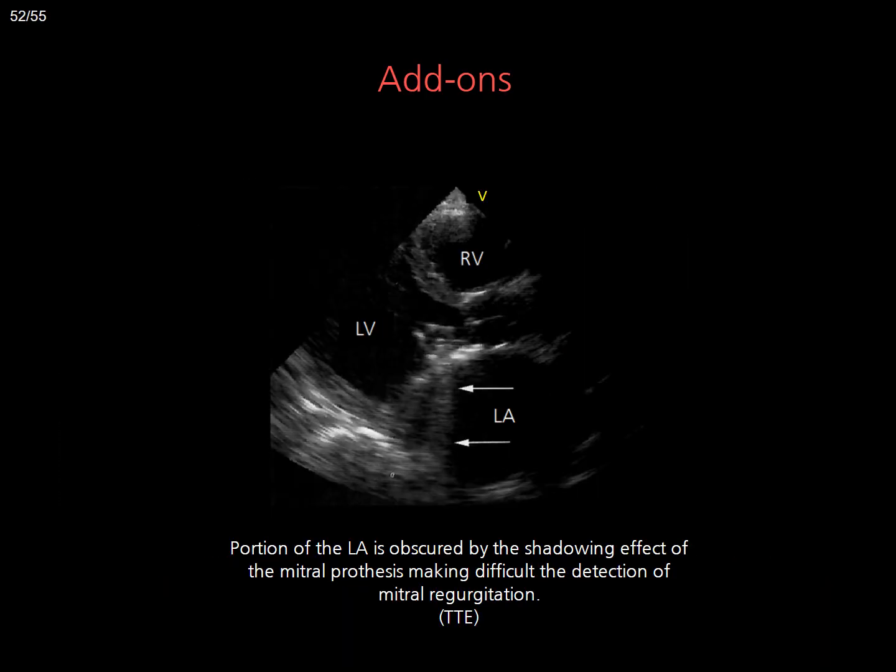In this example, acoustic shadowing from the prosthetic mitral valve obscures part of the left atrium. This shadowing limits visualization of the atrial side of the valve and can mask mitral regurgitation on transthoracic imaging. When image quality is limited by prosthetic artifact, alternative views or transoesophageal echocardiography should be considered.